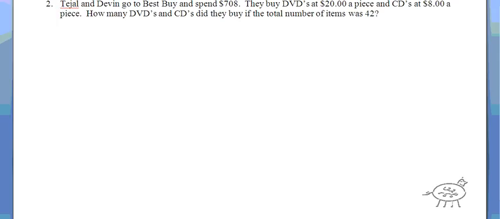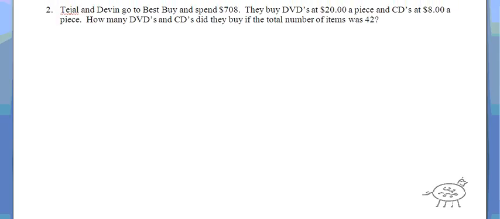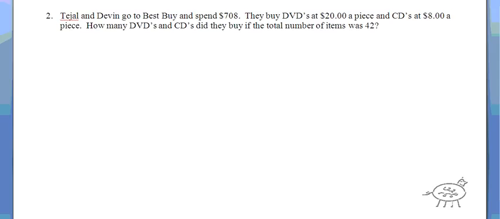Okay, Tajel and Devin go to Best Buy and spend $708. They buy DVDs at $20 a piece and CDs at $8 a piece. How many DVDs and CDs did they buy if the total number of items was 42? Okay, this is a little bit different now. If you notice with this one, you do not have two different types of costs. You actually have a quantity right here. The total number of items was 42.